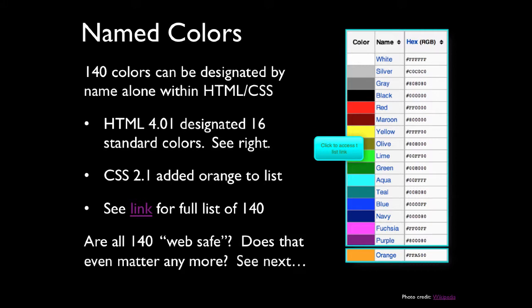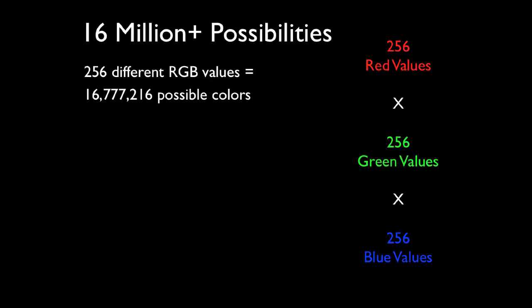Now, are all these 140 colors web safe in today's world? Does that even matter anymore? Let's dig into that a second. So with this RGB system, since you can have a value of 0 to 255 for each one, if you multiply that out, that actually means more than 16 million possibilities in different types of colors that you can create.